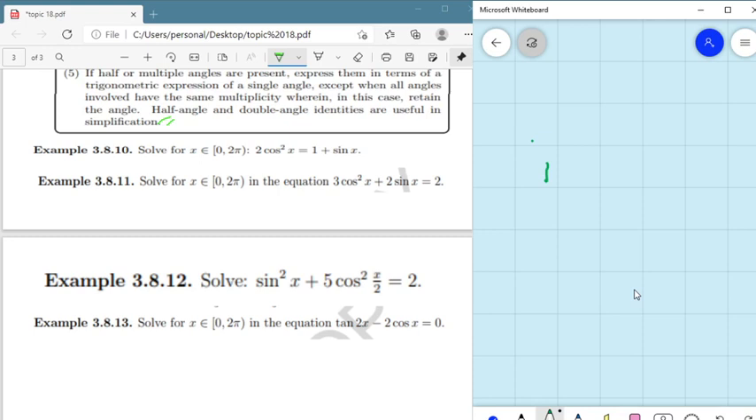Okay, next is 3.8.11. We are going to solve for the value of x, wherein x is in the half closed interval from 0 to 2 pi, in the equation 3 cosine squared x plus 2 sine x equals positive 2.